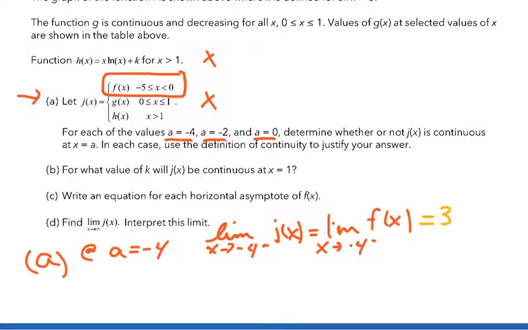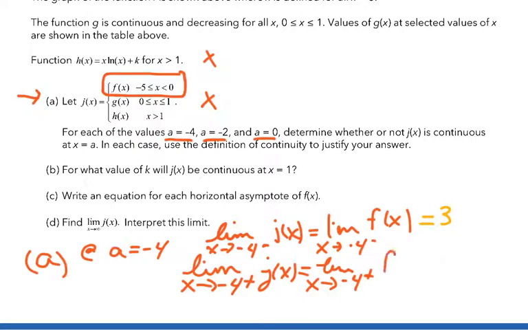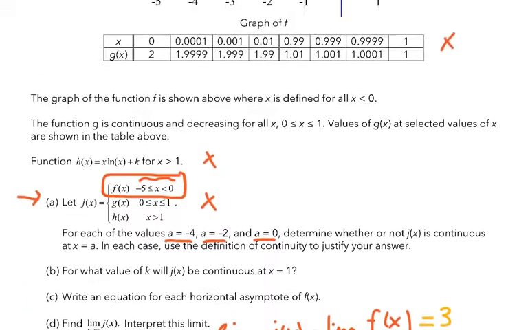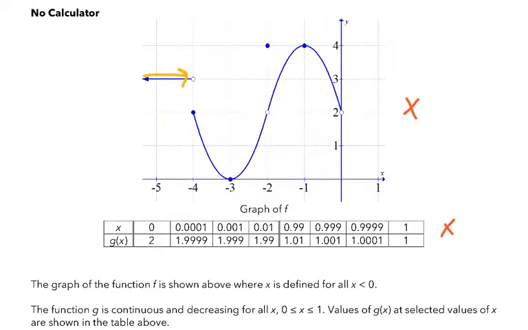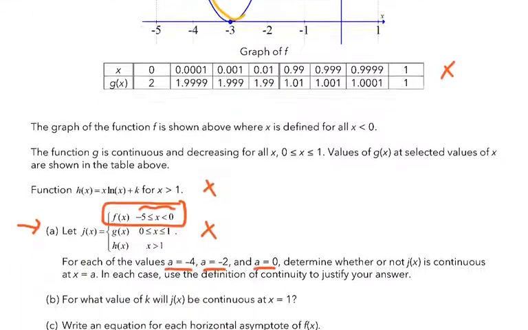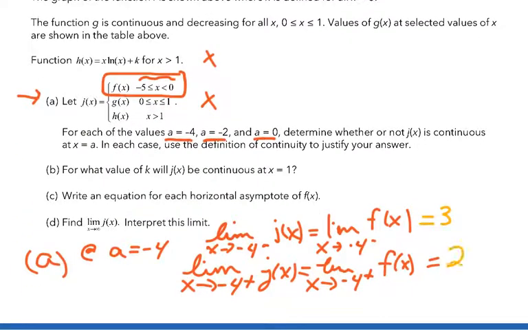Okay? So then I'm going to take the limit as X approaches -4 from the right on the function J, which will be the limit as X approaches -4 from the right on F, because that's what piece we're in. -4 is in this piece of the domain. I'm going to go up there, come in from the right, and my Y value, or my limiting value, is 2.